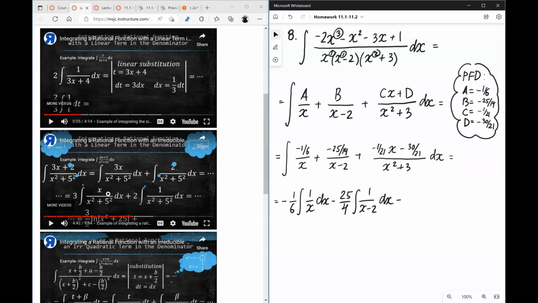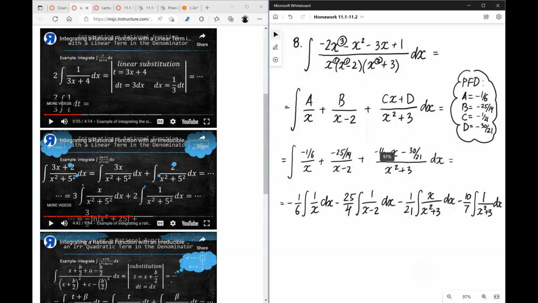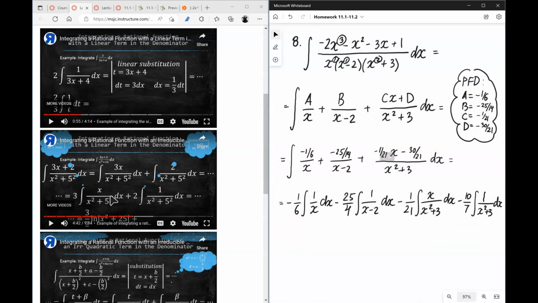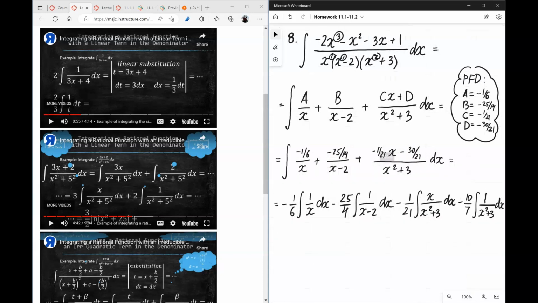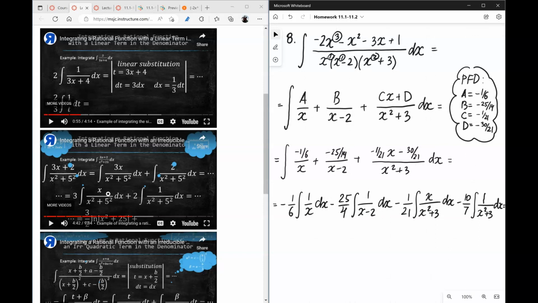I'm going to split it actually into 4 integrals. So I'm going to have negative 1 over 21 x over x squared plus 3 minus 30 over 21, which is 10 over 7. I reduced this by 3, of 1 over x squared plus 3, and we have dx over here. And we're now ready to write the answer.